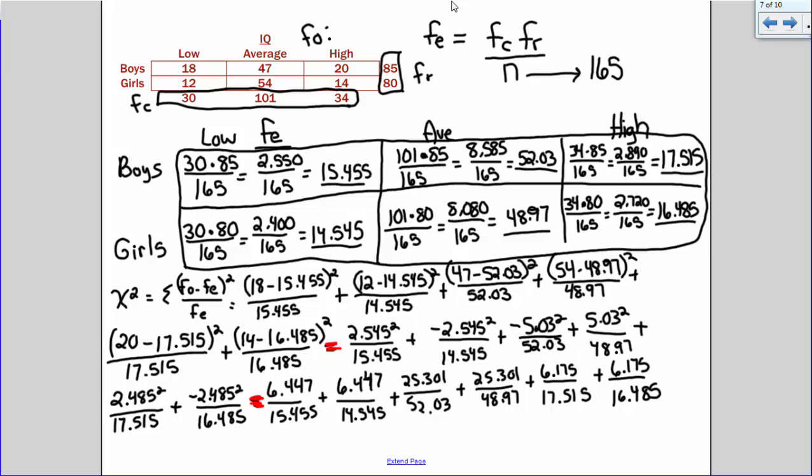Okay. So now we do all the division and we add together. So we end up with, finally, 0.419 plus 0.445 plus 0.486 plus 0.517 plus 0.325 plus 0.375 and a chi-square of 2.567.